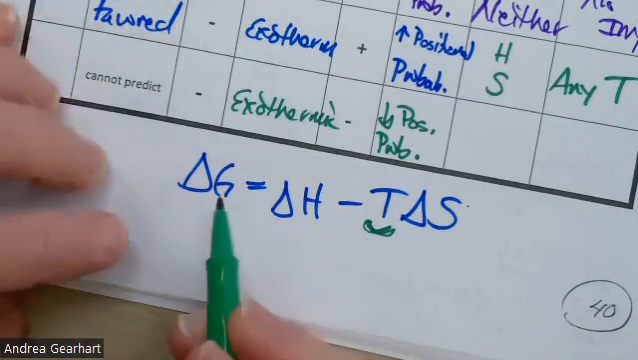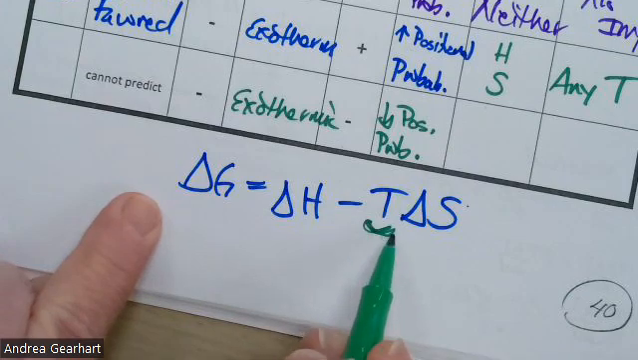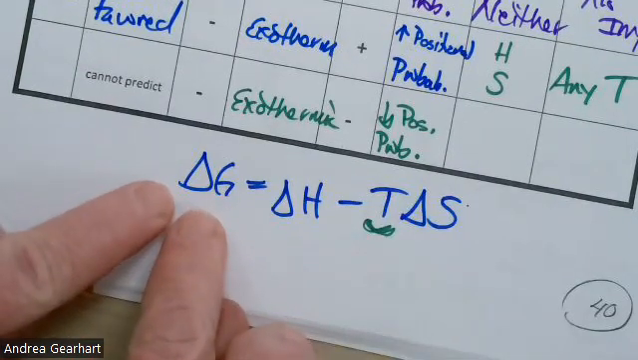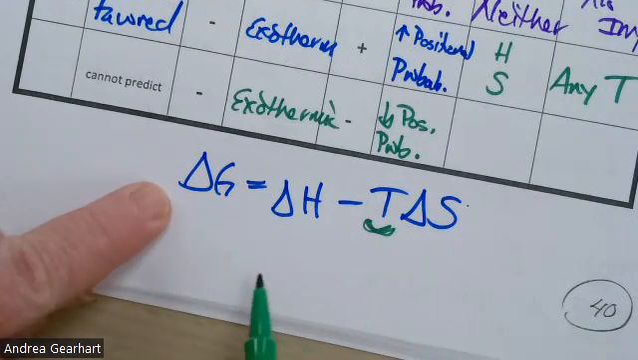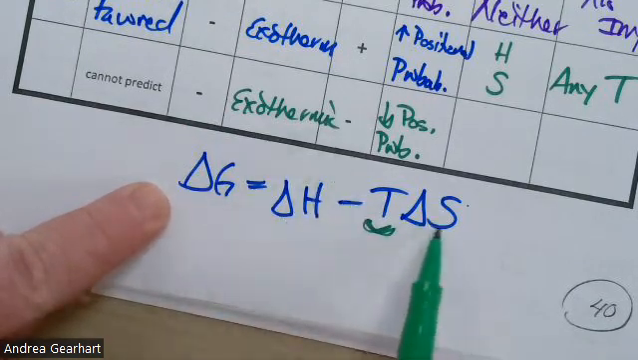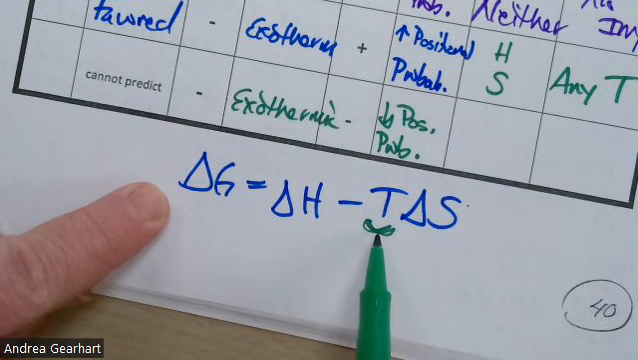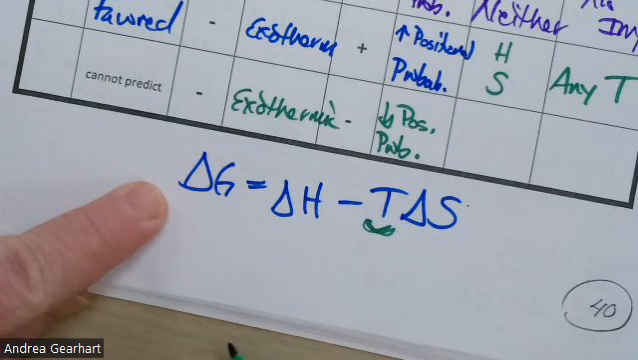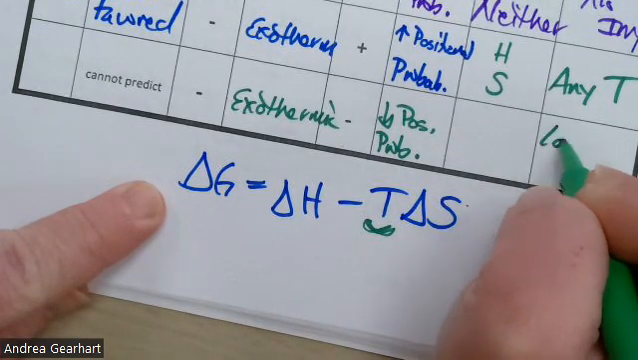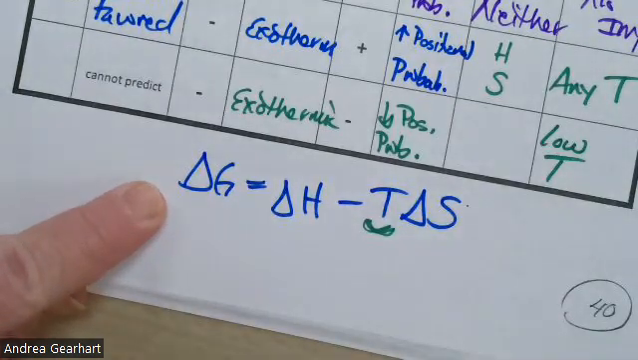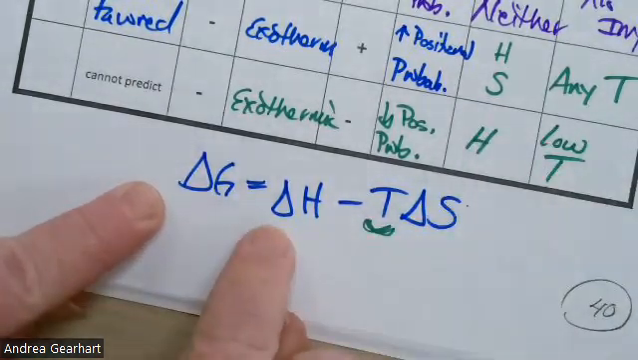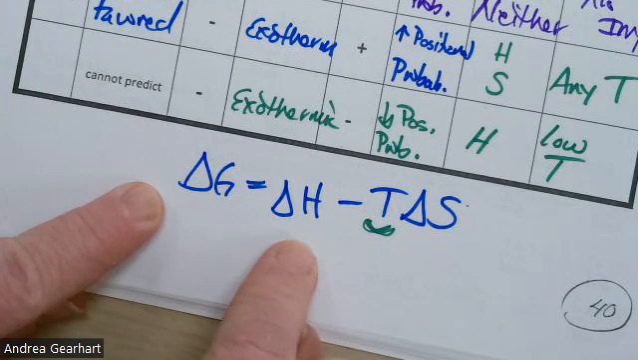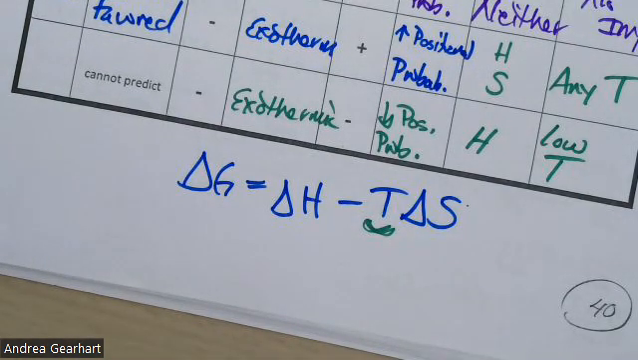Abrielle, what do we want then with our temperature to make this negative? If this is going to be negative and this is going to be negative, do we want low temperature, high temperature? And then it'll be enthalpy driven. Does that make sense? We say enthalpy driven or entropy driven.